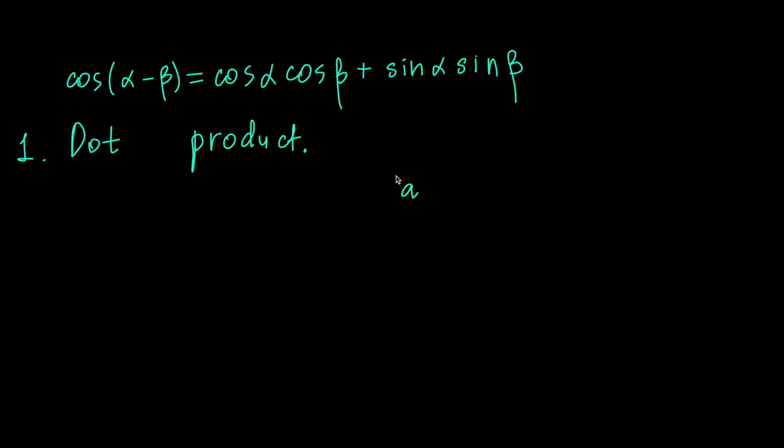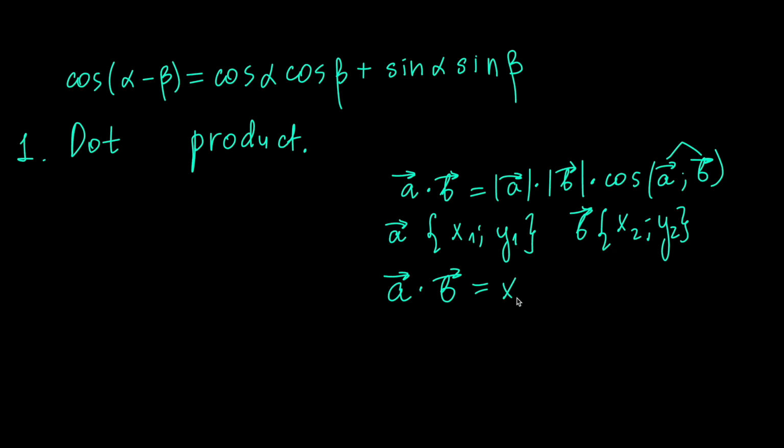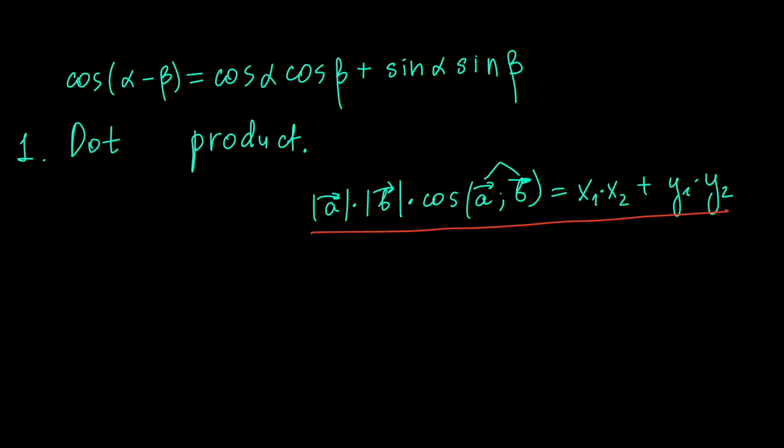Let me remind you that by definition, the dot product of two vectors is the product of their lengths multiplied by the cosine of the angle between these vectors. And we also have a Cartesian formula for that product. If two vectors have coordinates x1, y1 and x2, y2, then the dot product of these vectors is x1 times x2 plus y1 times y2. So we will use that identity to prove the formula.